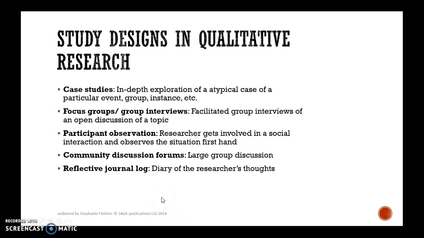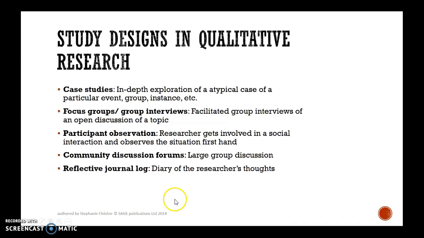In the last video, we talked about research study design in quantitative research. In the next 10 minutes, I'm going to focus more on qualitative research study designs. So here's a list of the different study designs. This is not all of the qualitative research study designs, but these are the most commonly used ones.